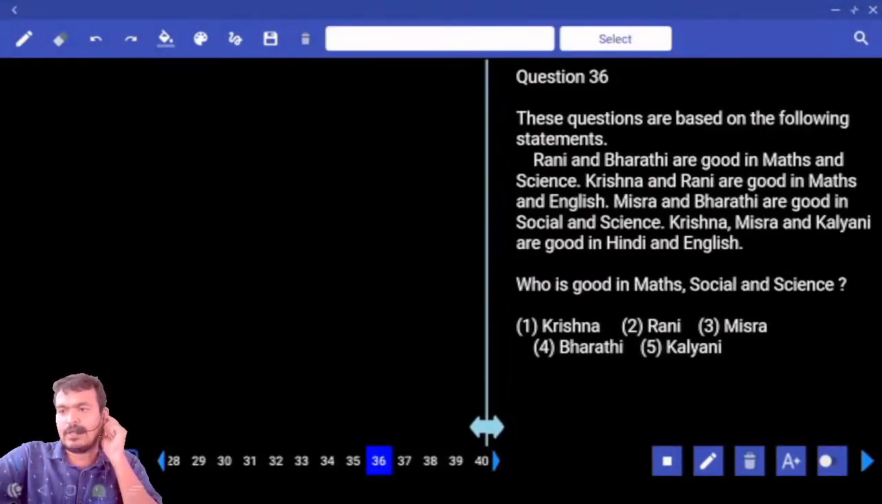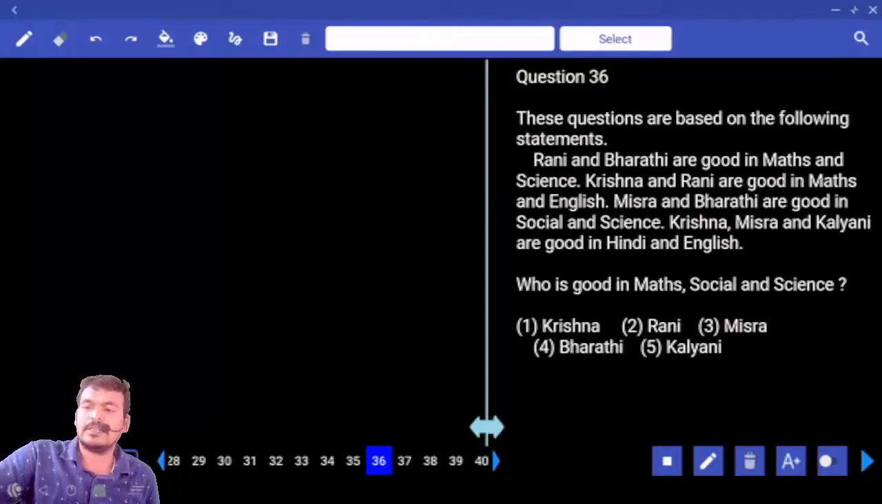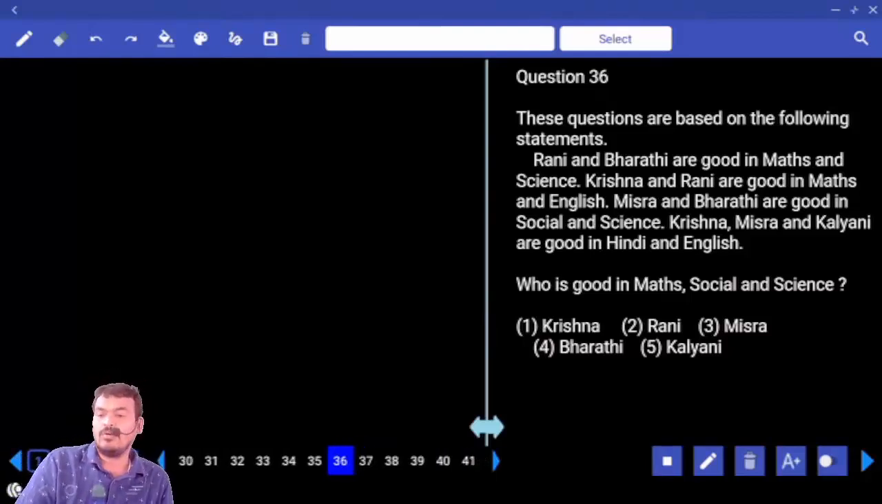Rani, Bharati are good in maths and science. Krishna and Rani are good in maths and English. Misra and Bharati are good in social and science. Krishna, Misra and Kalyani are good in Hindi and English. What is the first question? Who is good in maths, social and science?